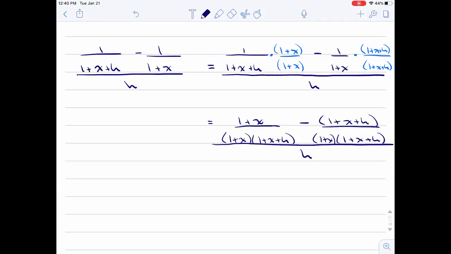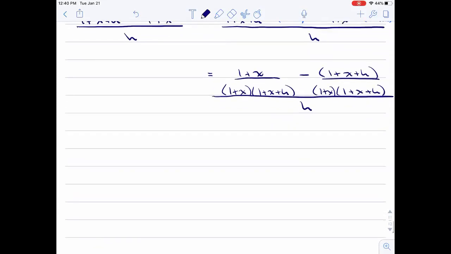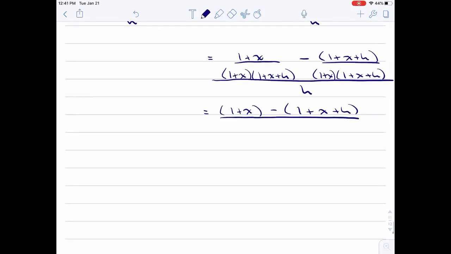Now, it doesn't matter how nasty that common denominator is, right? Now I can look at this and say, well, I can combine these things. And so what I'm going to do is have 1 plus x, keep those in brackets even though they're not really needed, but I just want to visualize them as one thing, minus 1 plus x plus h, all divided by 1 plus x times 1 plus x plus h, all divided by h.